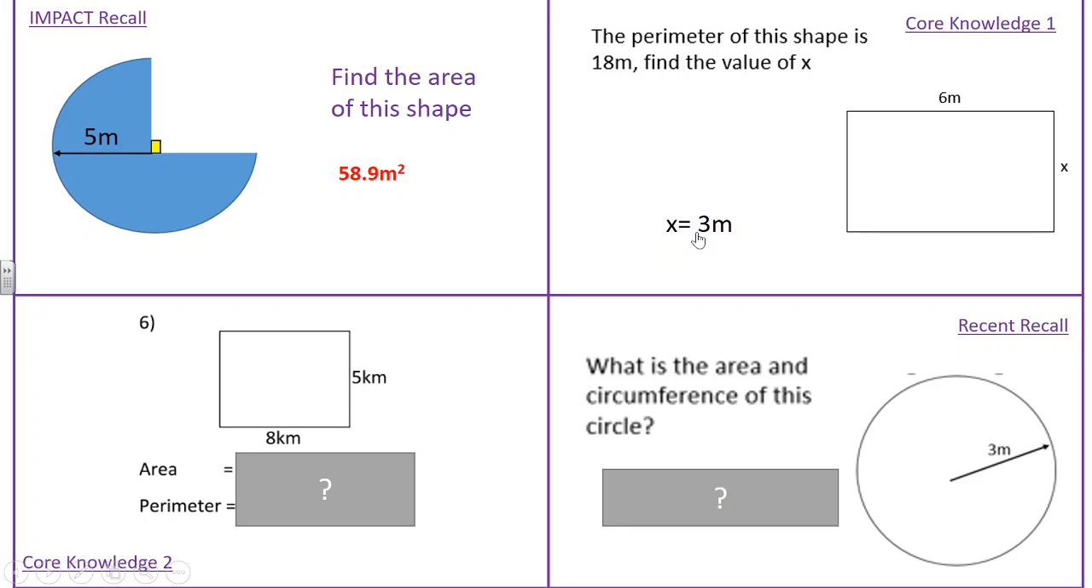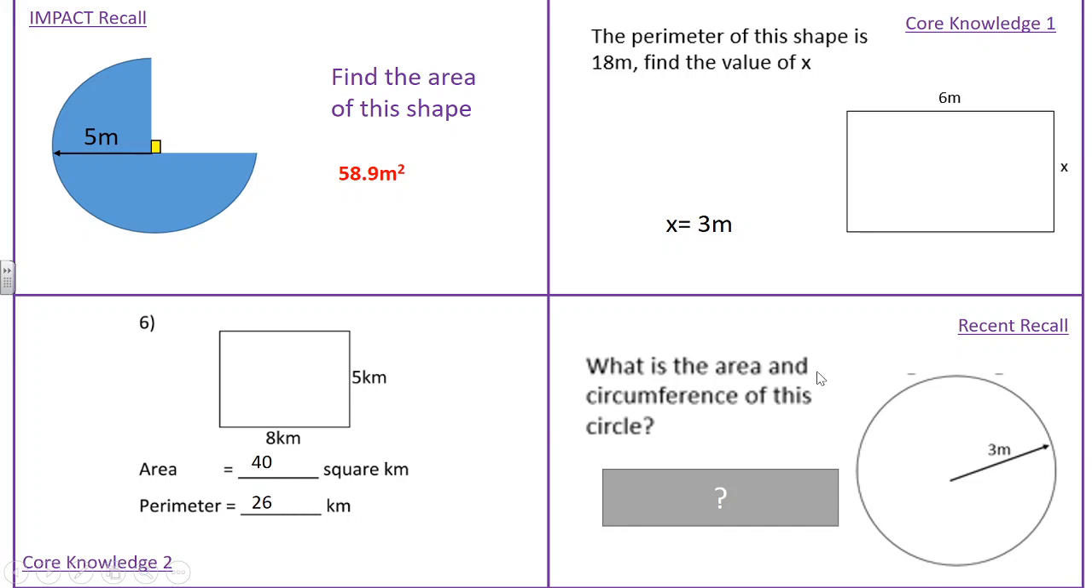Okay, area of a rectangle is height times base, so you should have 40 kilometres squared. And perimeter, we would have 8, add 8, which makes 16, and 5 and 5, which is 10, 16, add 10 to make 26 kilometres.